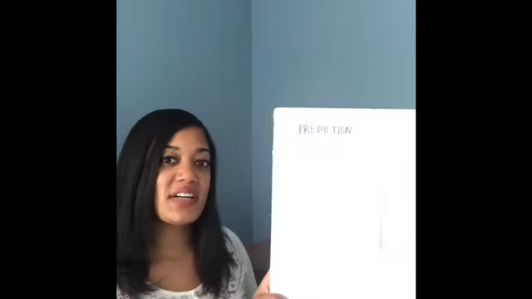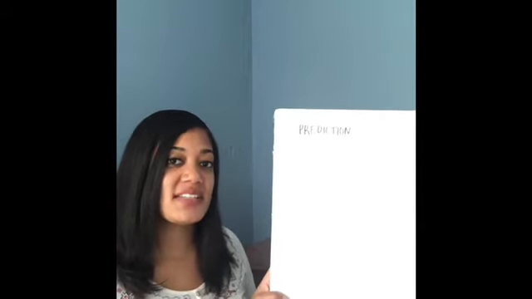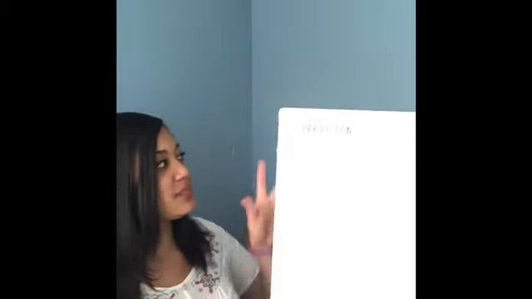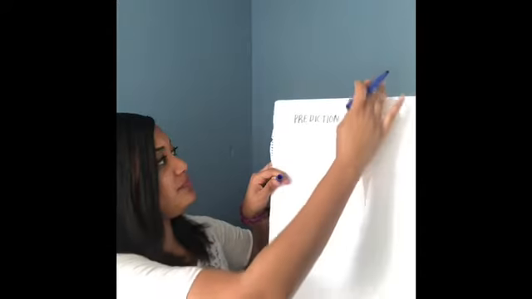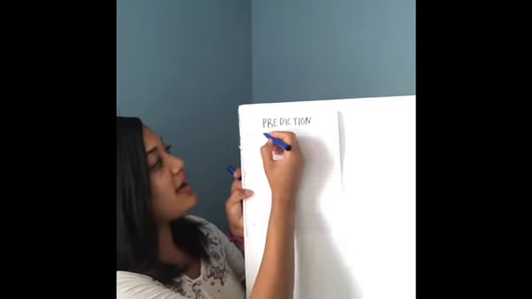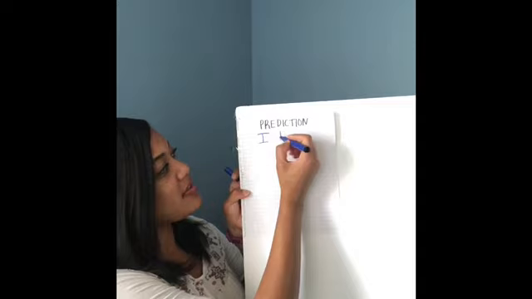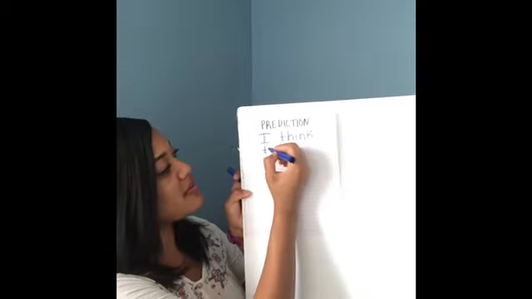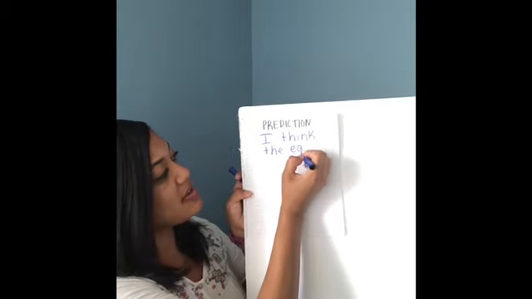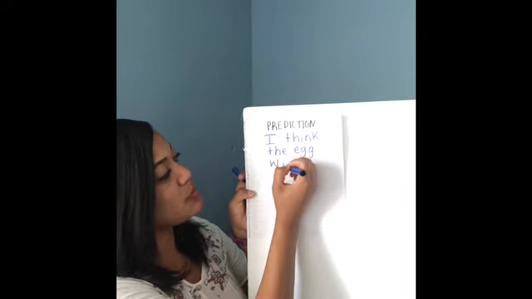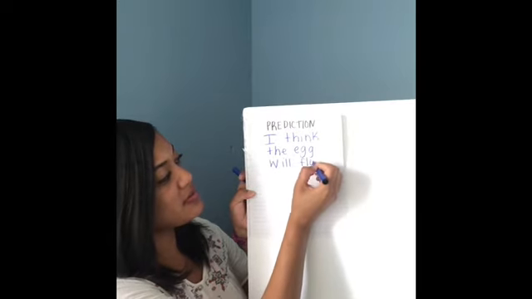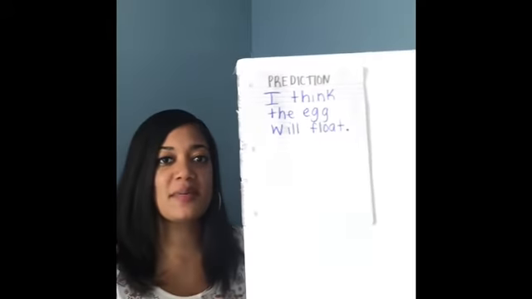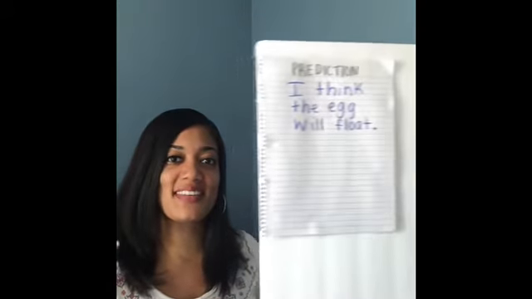Okay, we're going to start by making our prediction, which is a guess about what we think will happen. So I'm gonna go ahead and write my prediction now. I think the egg will float. All right, again, my prediction is I think the egg will float.